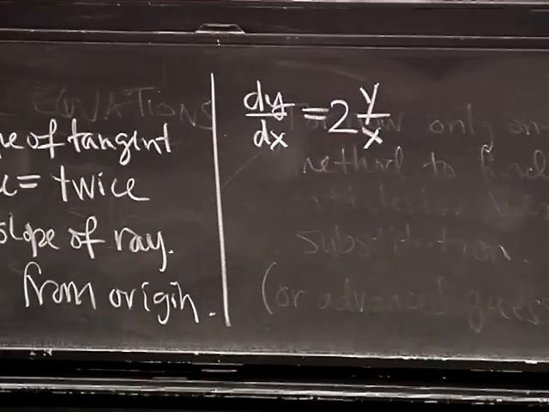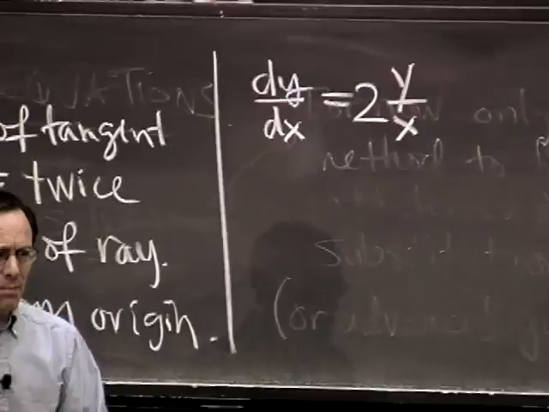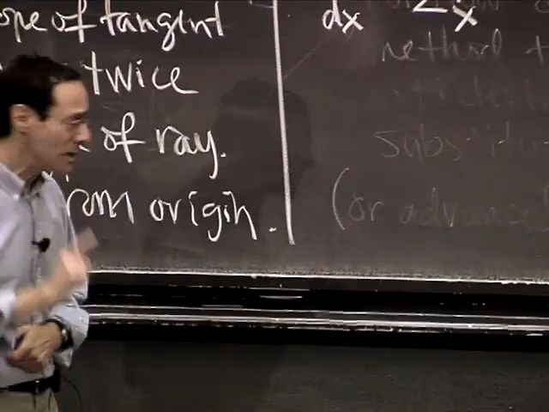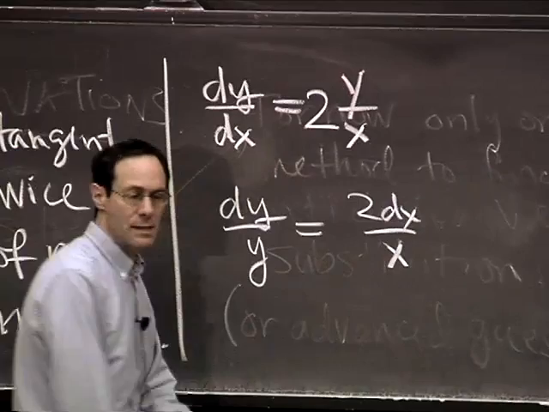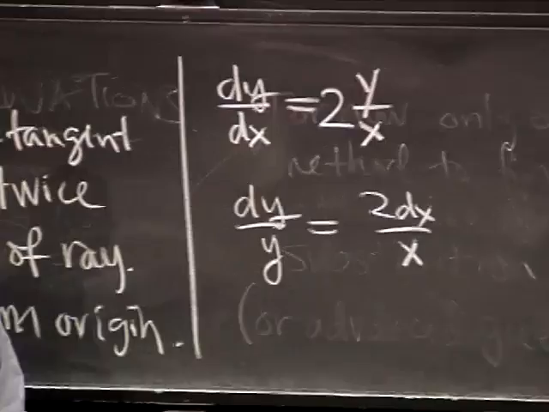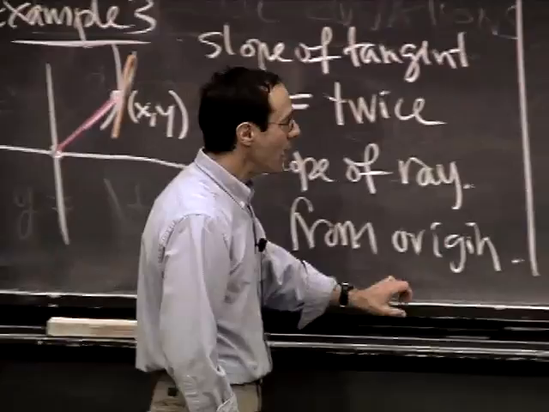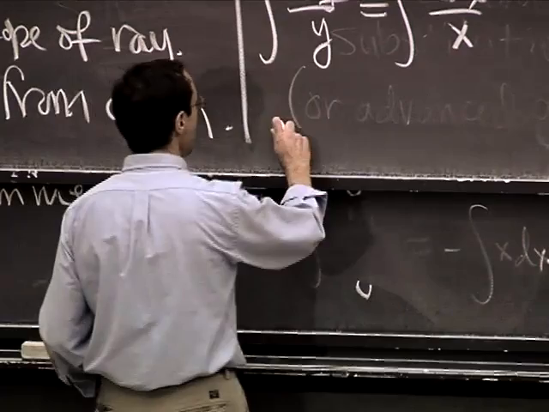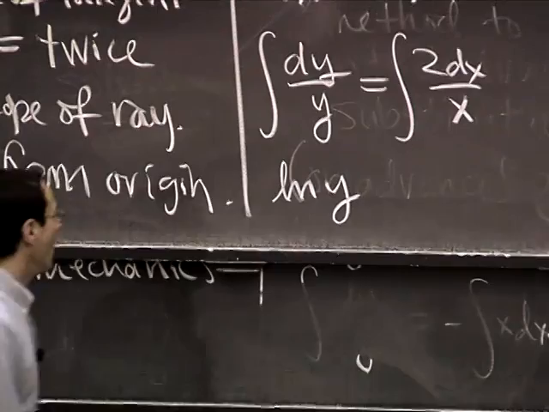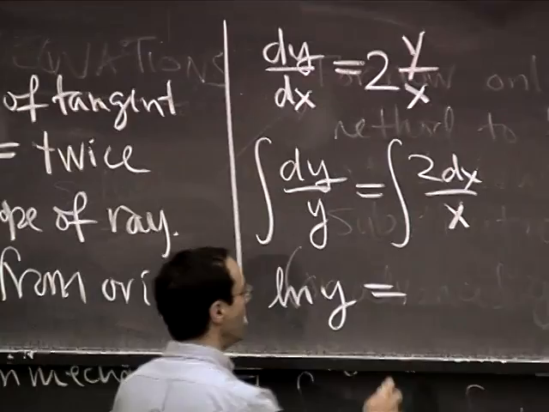Now, we only have one method for solving these equations, so let's use it. It says to separate variables. So I write dy divided by y is equal to 2 dx divided by x. That's the basic separation, the procedure that we're always going to use. Now if I integrate that, on the left-hand side I have the logarithm of y, and on the right-hand side I have twice the logarithm of x plus a constant.